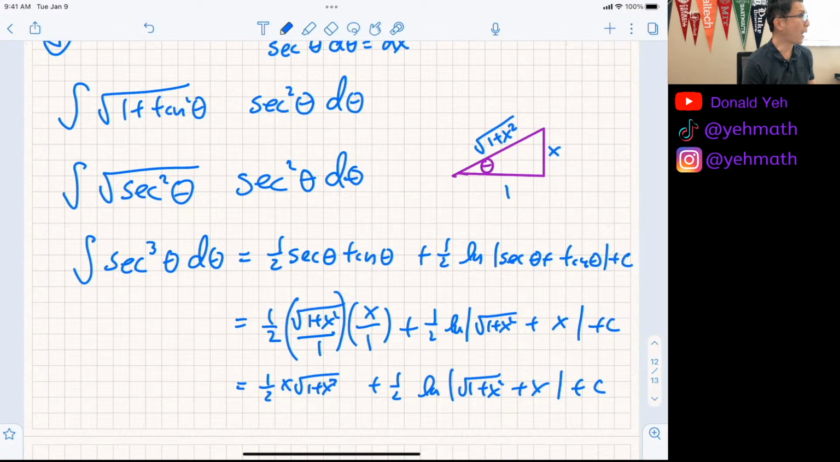So the problem is there were three different kinds. There is the square root of a squared plus x squared, which is the easiest one. There is the square root of a squared minus x squared. There is the square root of x squared minus a squared. How do you decide which one's which?